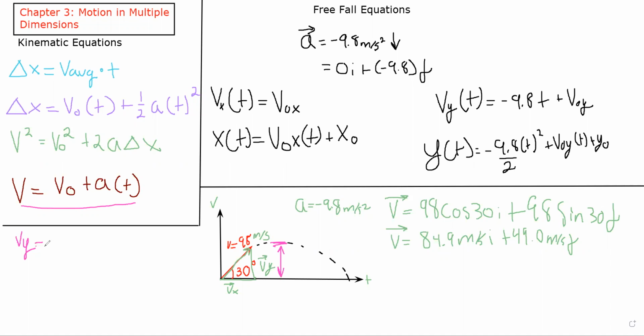Yes, so we take vy is equal to our vy initial plus our acceleration times time. And then we set our vy to 0. So we're finding when our velocity of y is equal to 0, as you can see, to get our answer. So we know that our y component is 49 meters per second plus our acceleration, which is negative 9.8.